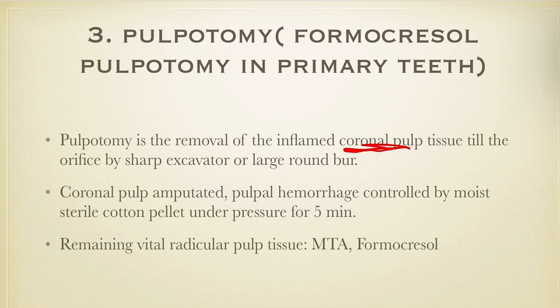So, down to the orifice by sharp excavator or large round bur, the coronal pulp is amputated. Then we see pulpal hemorrhage, controlled by a moist, sterile cotton pellet under pressure for 5 minutes. Then the remaining vital radicular pulp tissue is covered with MTA or formocresol.